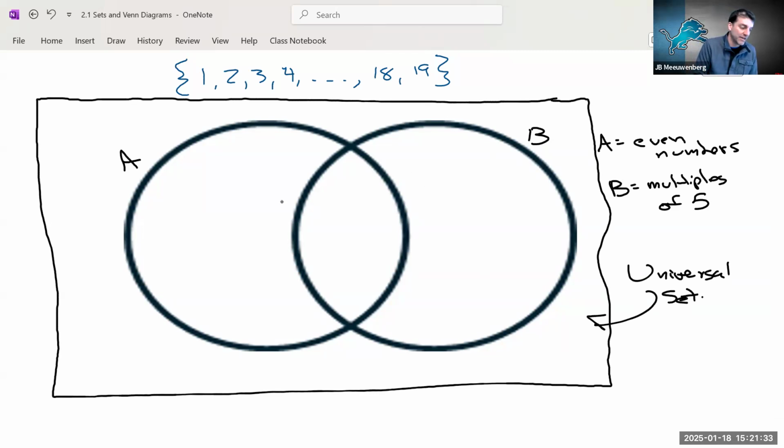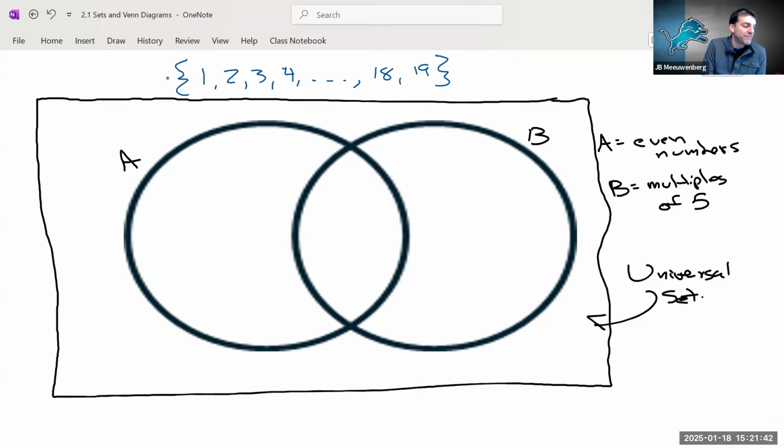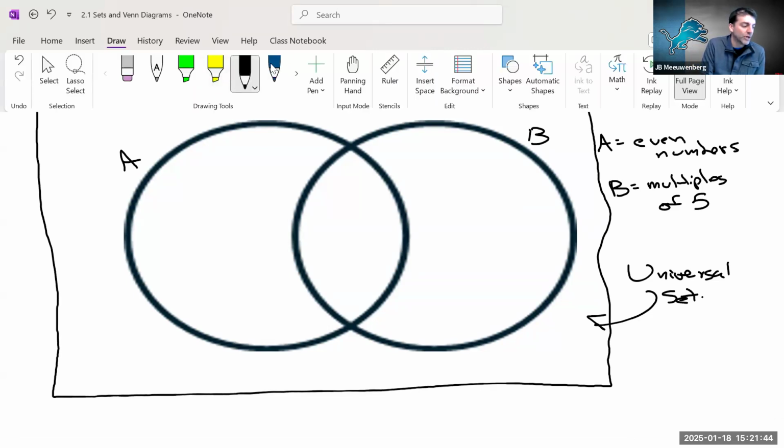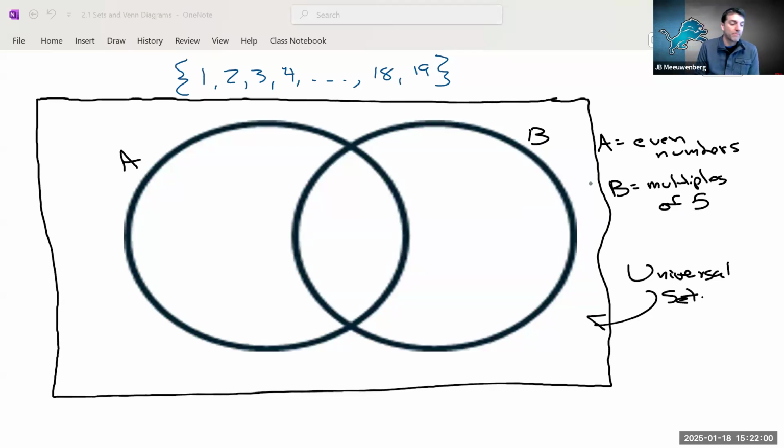The specific arrangement is dependent upon the rules, right? Set A is the even numbers and set B is the multiples of 5. So take a minute and see if you can figure out where to put all of these numbers appropriately. Pause the video, then come back. So I will continue. Again, we just want to make sure that all of the elements are being considered.